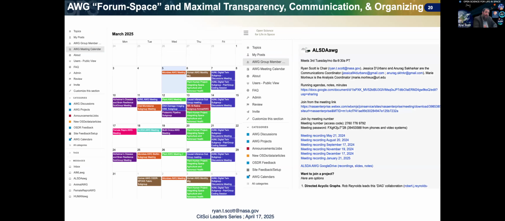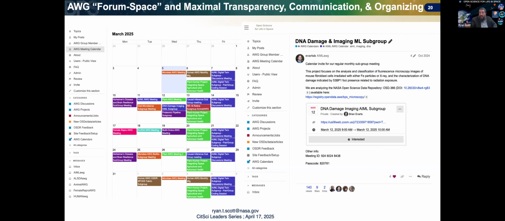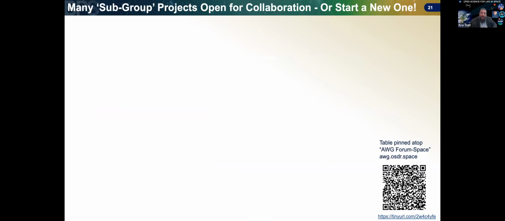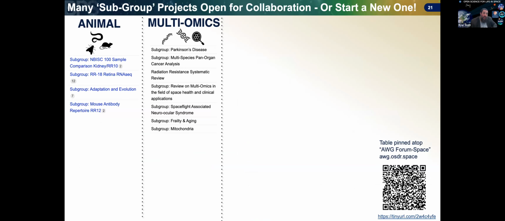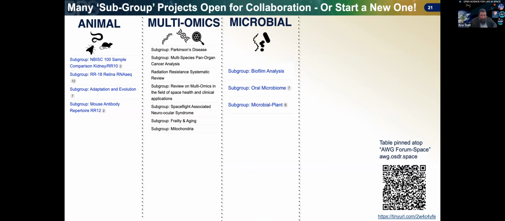And to boot, there's the calendar, right? And we do our best to keep this as accurate and up to date as possible. But as you can imagine, there's a lot of changes, and depending on people's schedules, things have to move around or things get changed. And there's just an example in the AI/ML AWG, here's the DNA imaging subgroup calendar invite. And this is a snapshot of all those subgroup projects. I know it can be overwhelming.